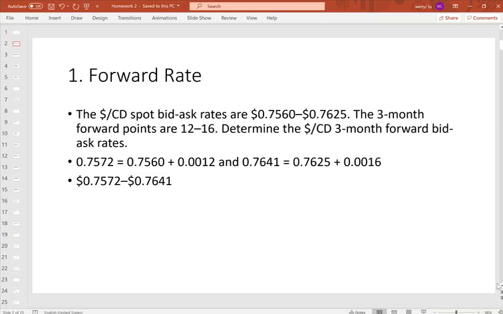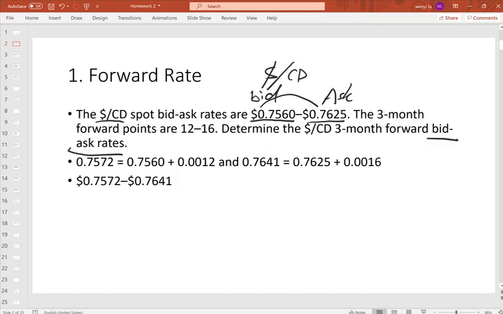The first question is asking for the 3 months forward rate, forward bid and ask rates. For a spot rate, dollar against Canadian dollars is quoted as bid $0.7560 and $0.7625. And these two quotes are dollar to Canadian dollars. And this one is the bid. And this one is the ask.